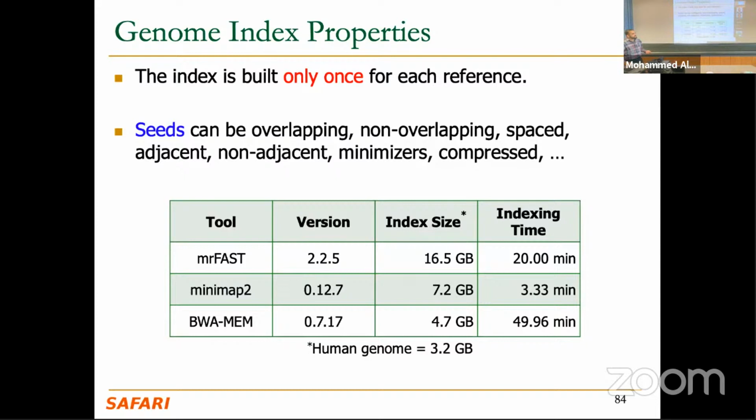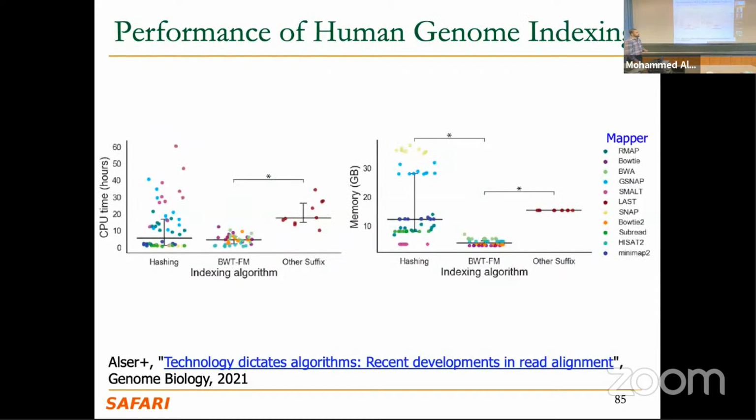This is the indexing time needed to build the index. So you can see it really varies from 3 minutes all the way to 1 hour. Why is that? This is the main reason. It really depends how you extract these seeds, how many seeds you extract, how long these seeds are. So that will change directly the hash table. So it can be overlapping, non-overlapping, spaced, adjacent, and so on. So you can control that.